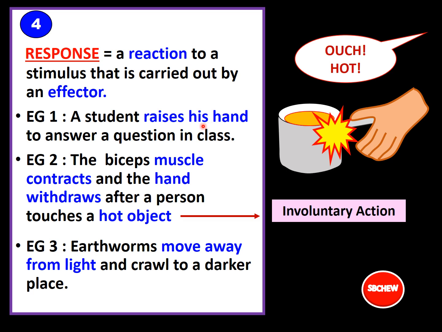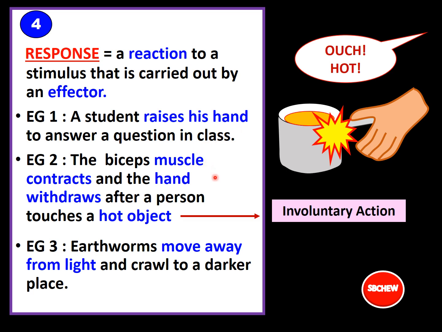So when he raises his hand, it's the effector, that is the muscle of the hand, that causes his hand to be raised when the muscle contracts. So the effector here is a muscle. For example, it could be the triceps muscle that straightens the hand upwards. This response is a type of voluntary action, meaning the student can control whether he wants to raise his hand or not. So it's controlled by the conscious mind and will.